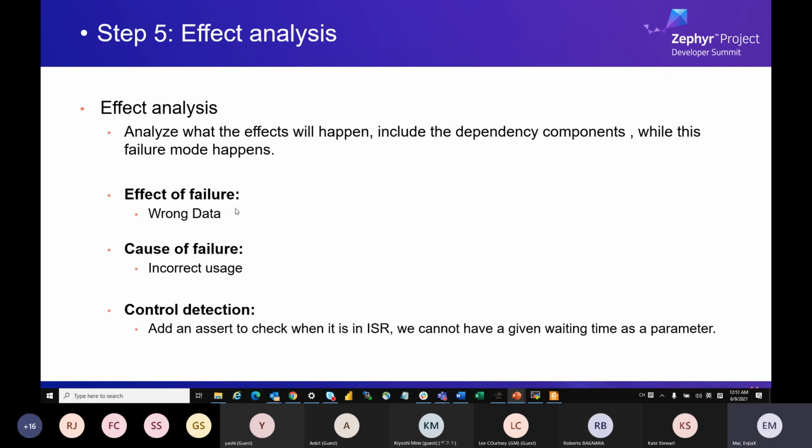So this is its effect. And the cause of this failure actually is incorrect usage. So in this analysis, we also want to find out what the control detection will be. So we can add an assert to check when it is in ISR. We cannot have a given waiting time as a parameter.